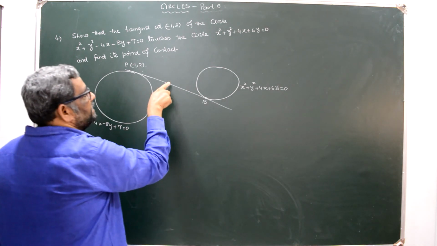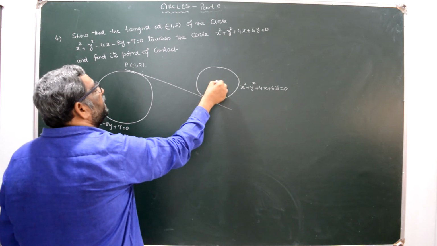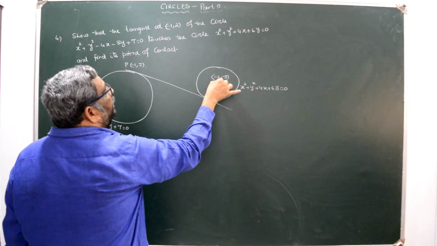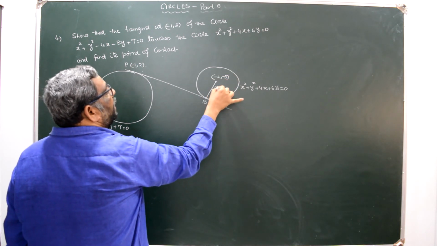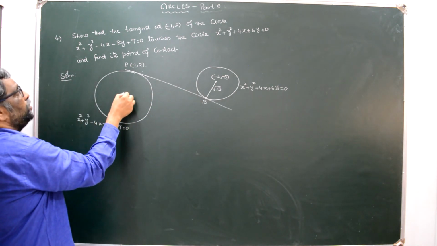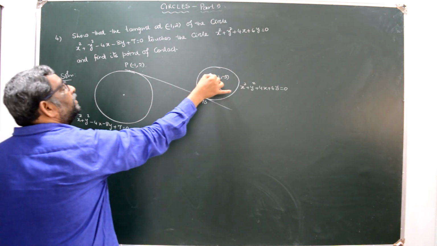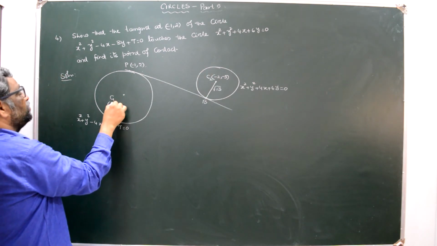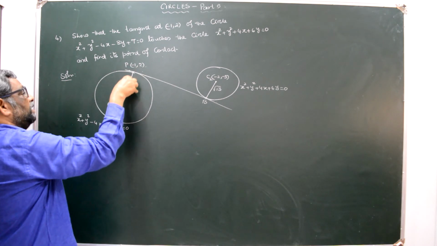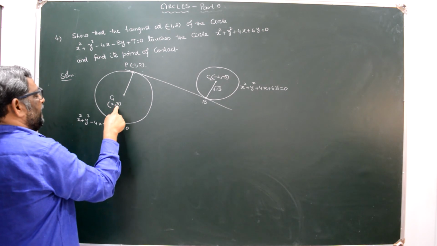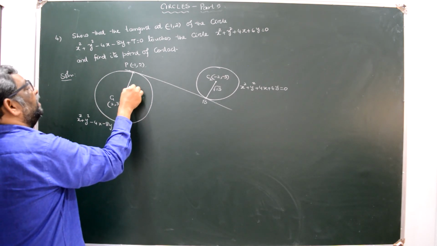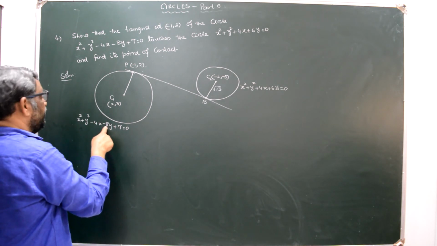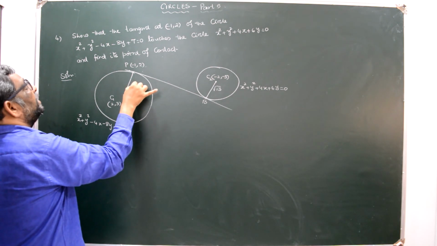First of all, we have to show that this line touches the circle, and later we have to find the point B also. This is minus 2 comma minus 3 center, radius 4 plus 9, root 13. This is C2. This is C1. The center is 2 comma 4, and this is 4 plus 16, 20, 20 minus 7, root 13.